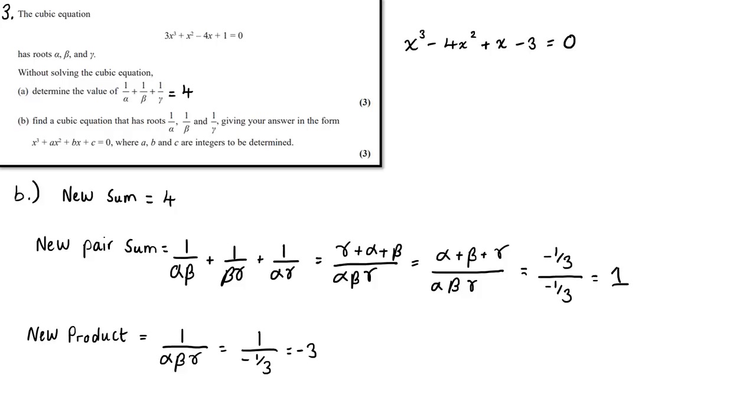So like we said, if we go back to how we got this cubic, we know it's x cubed at the front. The coefficient of x squared comes from the new sum. The new sum was 4, but we minus this part, so it's minus 4x squared. The coefficient of x comes from the new pair sum, which was 1, so it's just plus x. The last term is the new product, which was minus 3, and that's all equal to 0. So that gives us our solution to question 3.